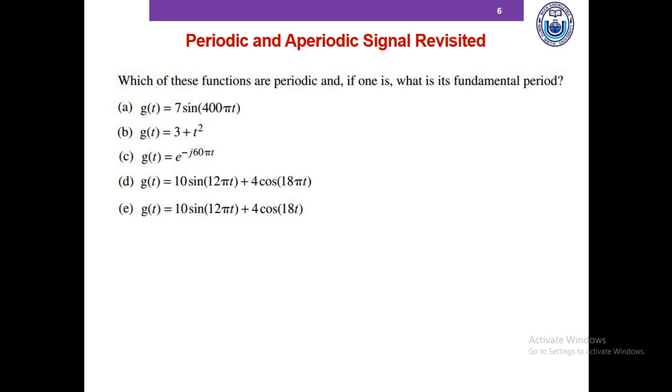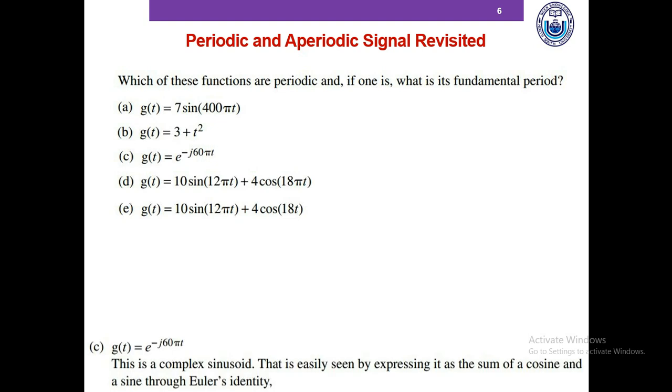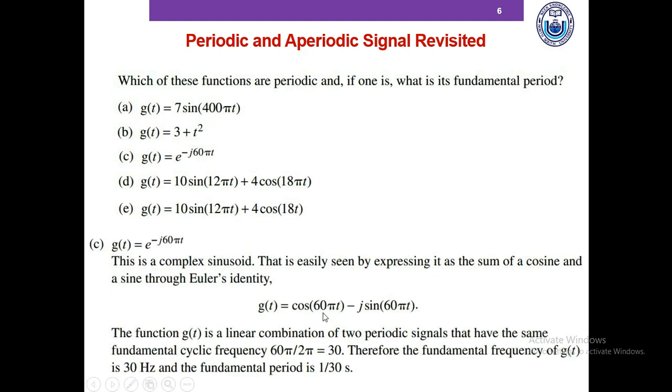Okay, the signal in C can be resolved into two components, into two sinusoids, using Euler's formula. As we know, Euler's formula says that e to the j theta is equal to cos theta plus j sine theta. So this is basically a sum of two sinusoids.